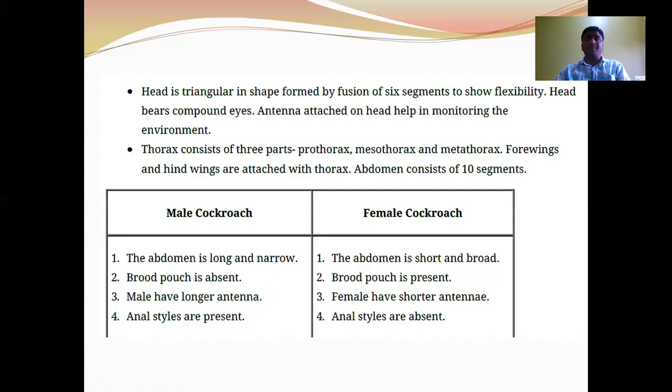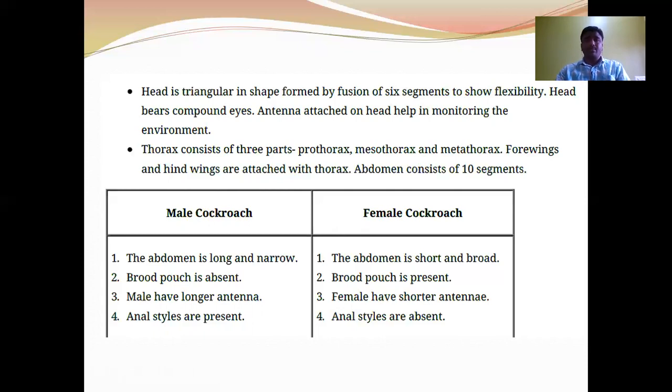There are three pairs of legs, one pair in each thoracic segment. Each leg consists of 5 segments: coxa, trochanter, femur, tibia, and tarsus. Next, the abdomen consists of 10 segments.